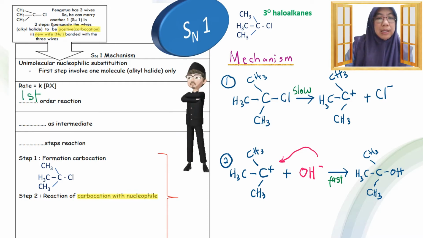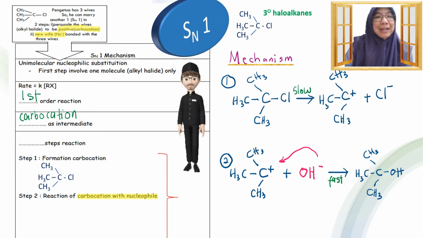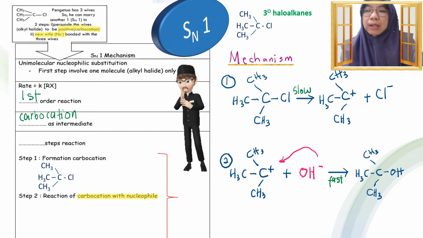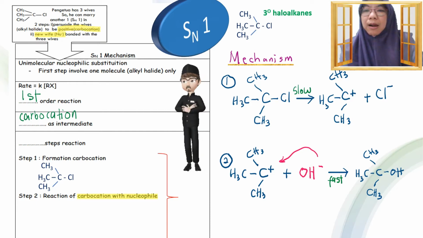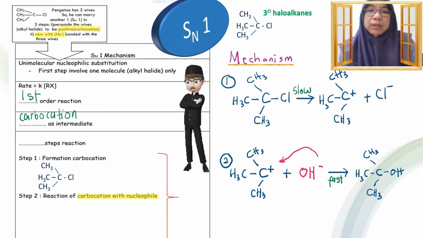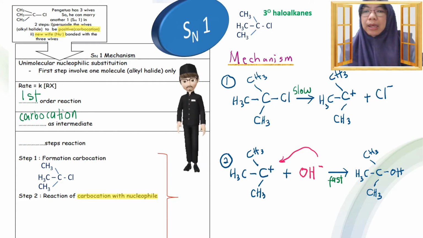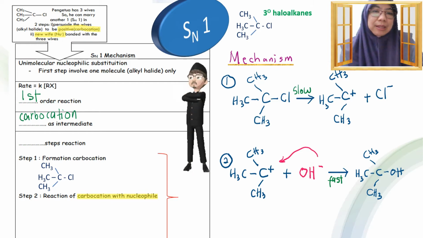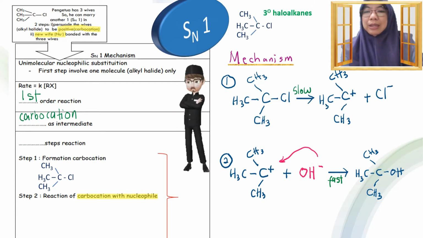Now, this is the rate equation. SN1 only involves this slow step, which involves the halide only. So when we write down the rate equation, it will be rate equals k[RX], where RX is haloalkane. The order of the reaction for SN1 is first order, as it only involves 1 molecule, which is the alkyl halide. And then carbocation is its intermediate.